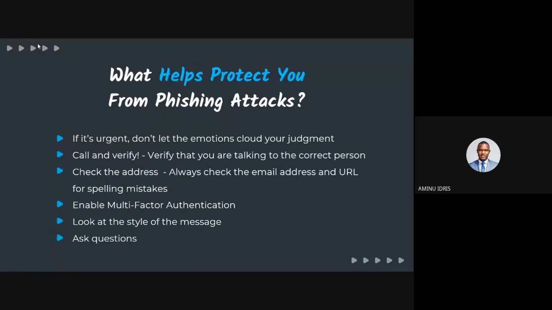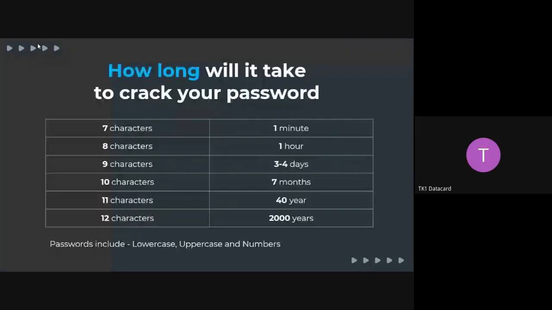If you find something suspicious, you have friends, you have families, a lot of people are there. Ask them, forward it to them. Please help me check, I feel like this thing is suspicious. If it is legit, you can proceed. If it is not legit, desist from it. Don't go for it.